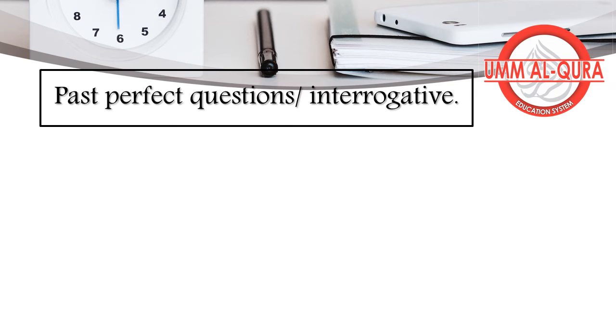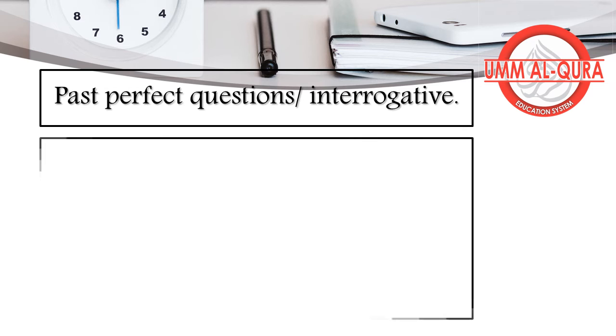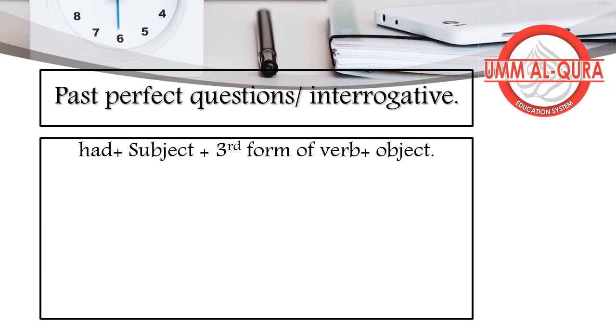Now we will make the interrogative of past perfect tense. Obviously, now you are very skilled in tenses. Now you know how to make a question of any tense. What will come first? Very good. Had, which is a helping verb. First will come had, then the subject, the third form of verb, and in the last will come the object. So what are the examples?